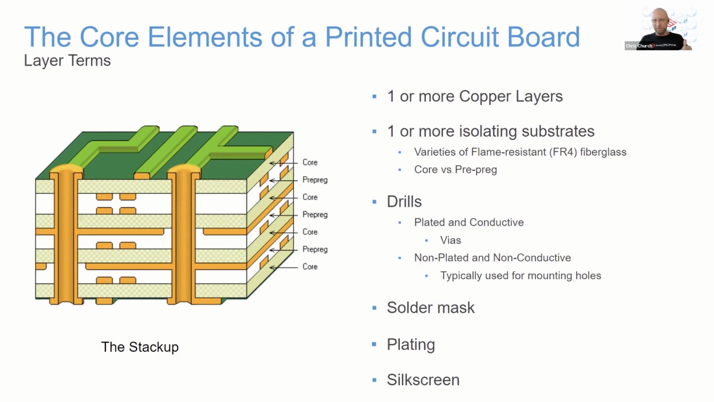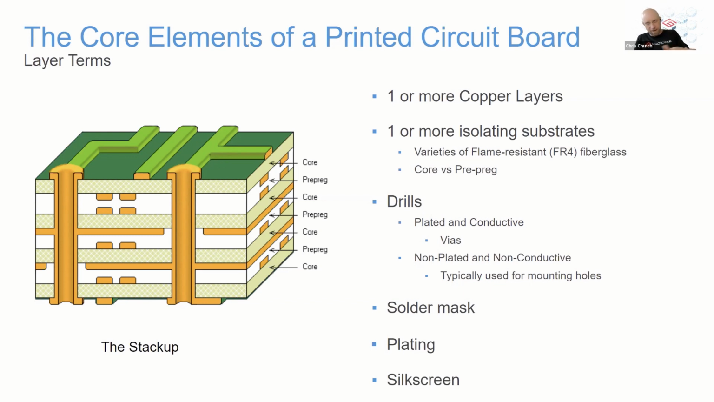Then obviously we have drills, right? You've got to have drills to go through the board if you want to transmit signal from one layer to another. In the case where we're transmitting signal, we call those vias, and those will actually be copper plated all the way down that drill. We're going to get into vias and how they work in a little bit, but then we also have the non-plated drills, right? These are things like your mounting holes, etc. Those are pretty standard and straightforward.